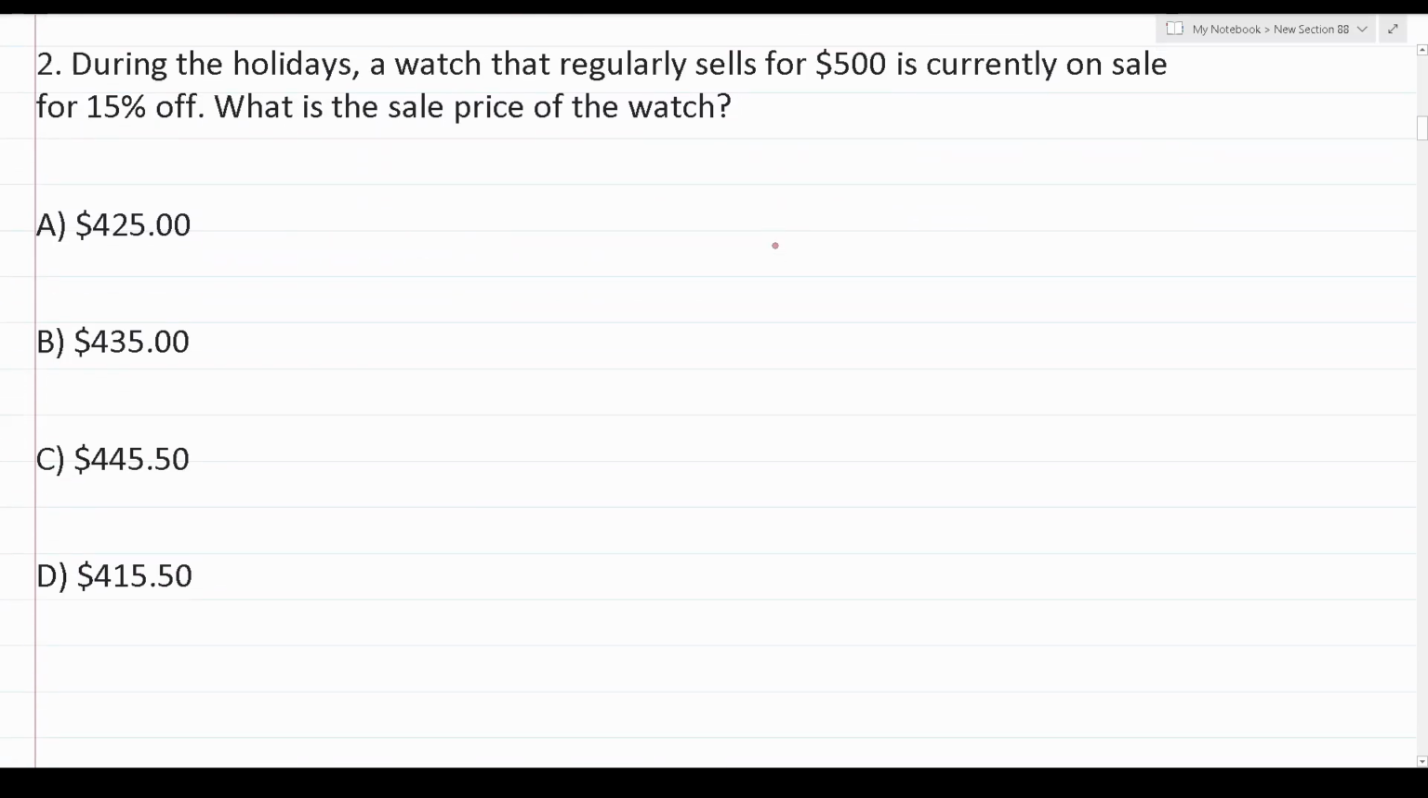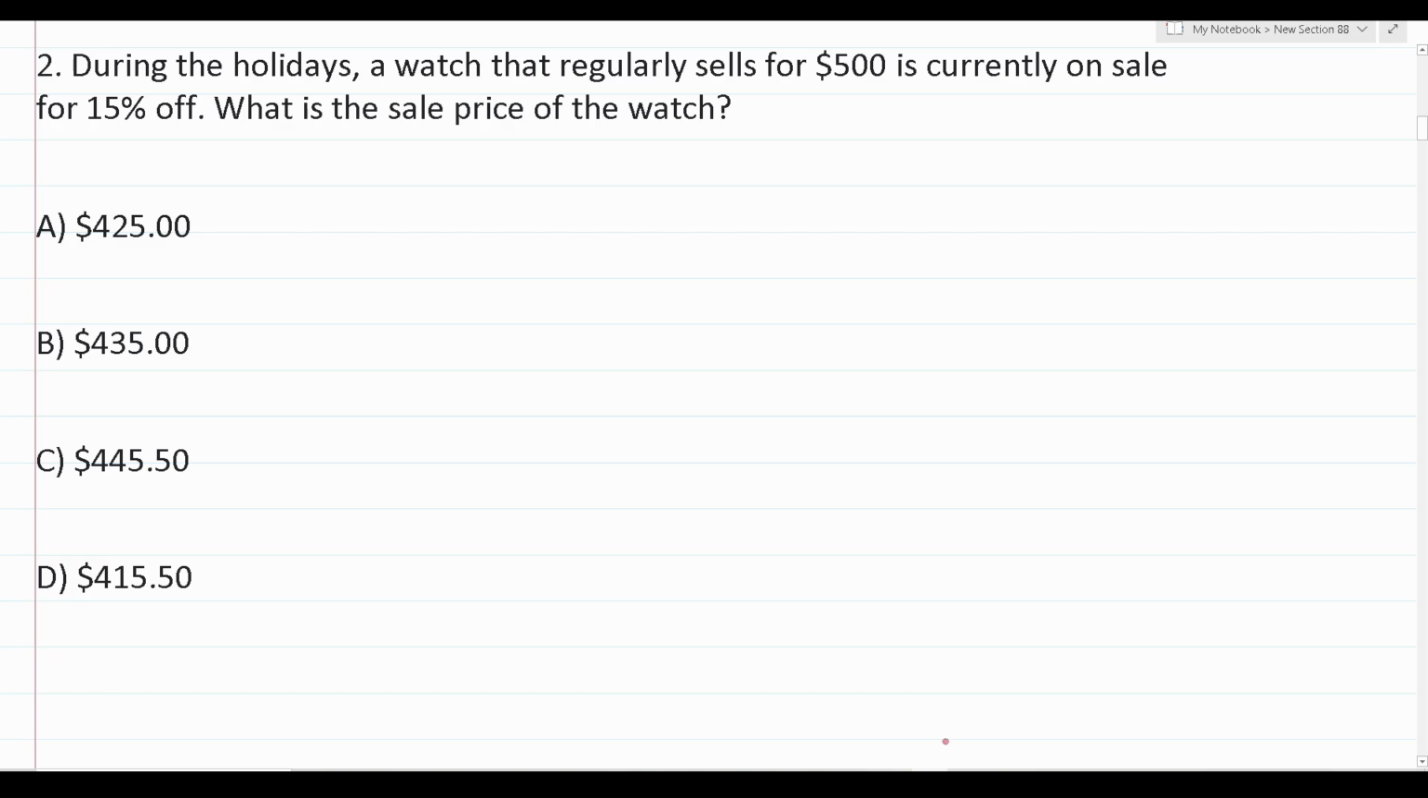All right, so number 2 here says, during the holidays, a watch that regularly sells for $500 is currently on sale for 15% off. What is the sale price of the watch? All right, so for these problems, I like to represent them algebraically. Again, we want to find the sales price of this watch, so I'm going to call that SP.